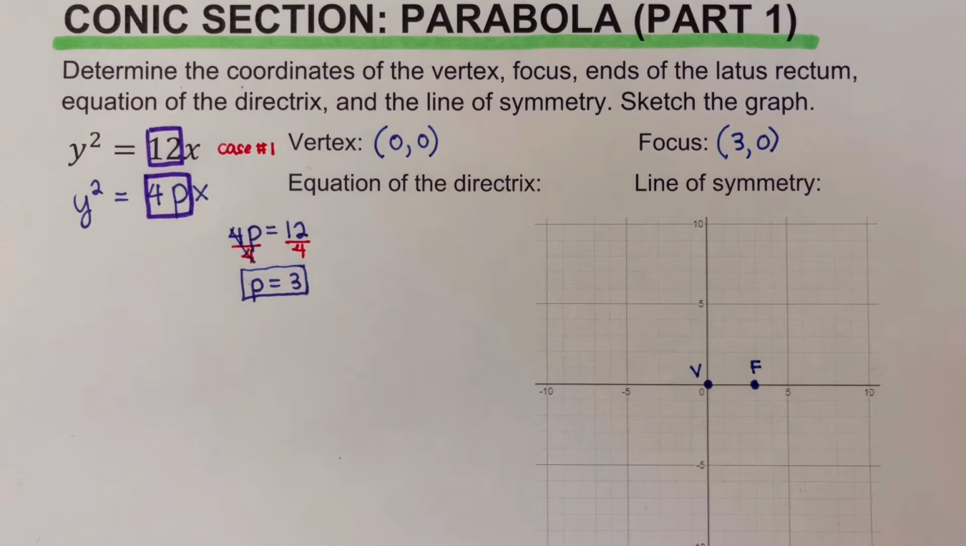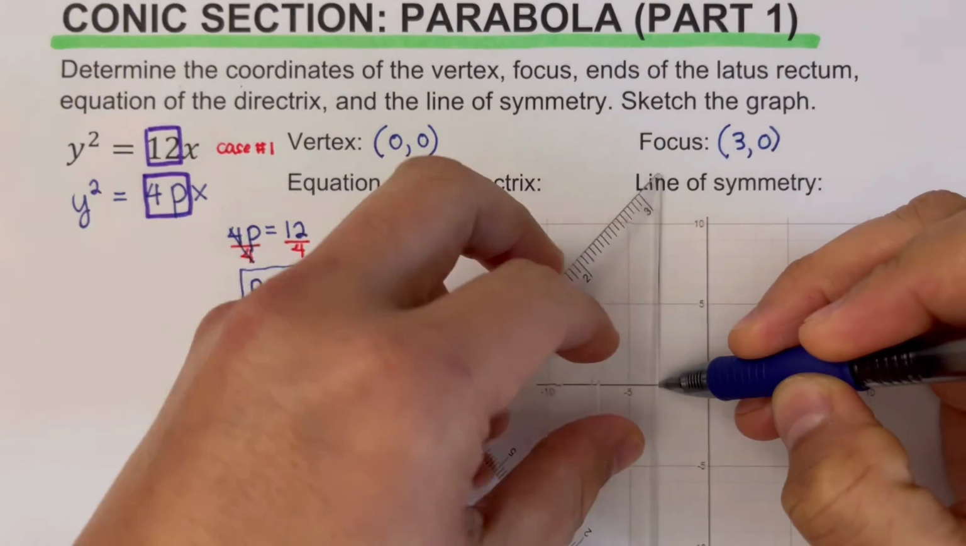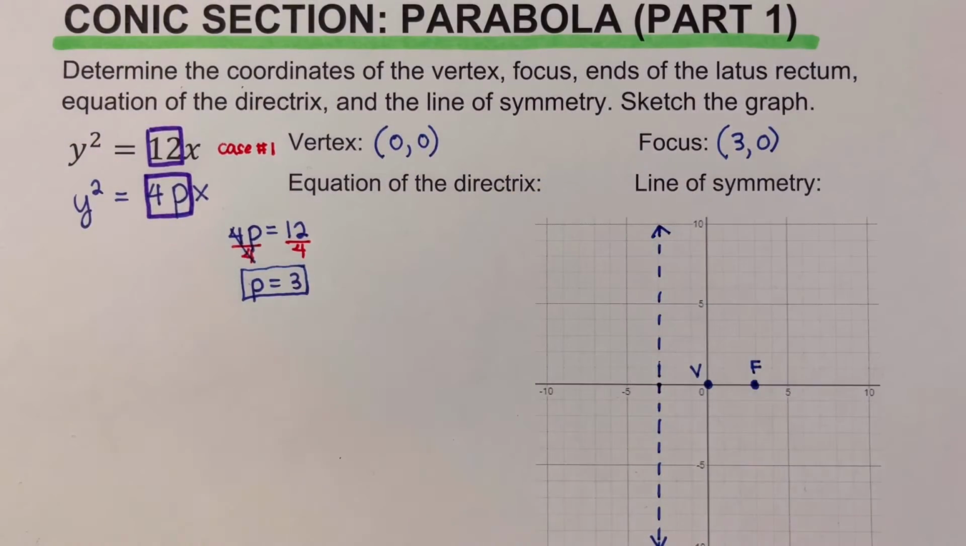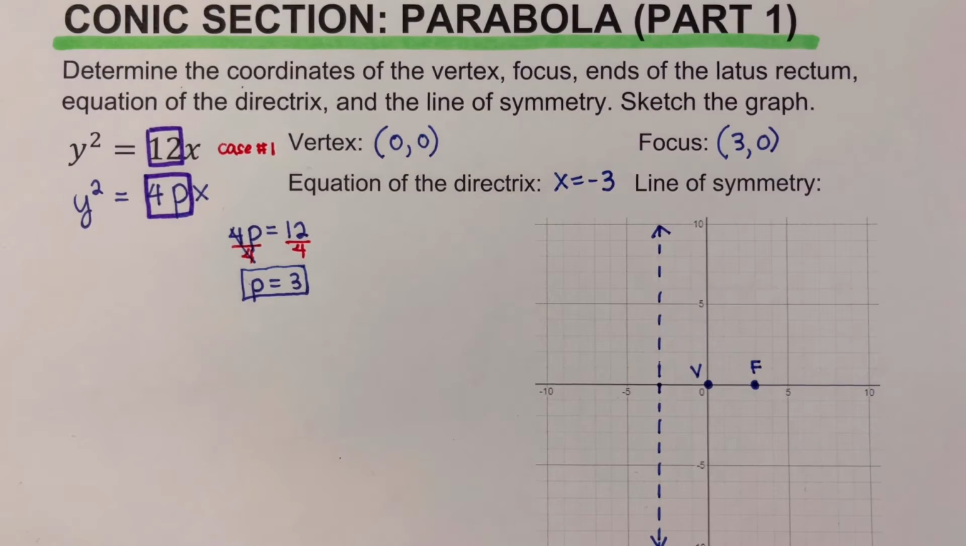Now we remember that the distance of the directrix is the same distance as that of the focus, but it's in the opposite direction. So we can go ahead and say that our directrix is 3 units to the left of the vertex. So I'm just going to go ahead and draw the directrix up here. This tells us that the equation of the directrix is x equals -3. Now we're ready to sketch the graph of the parabola.